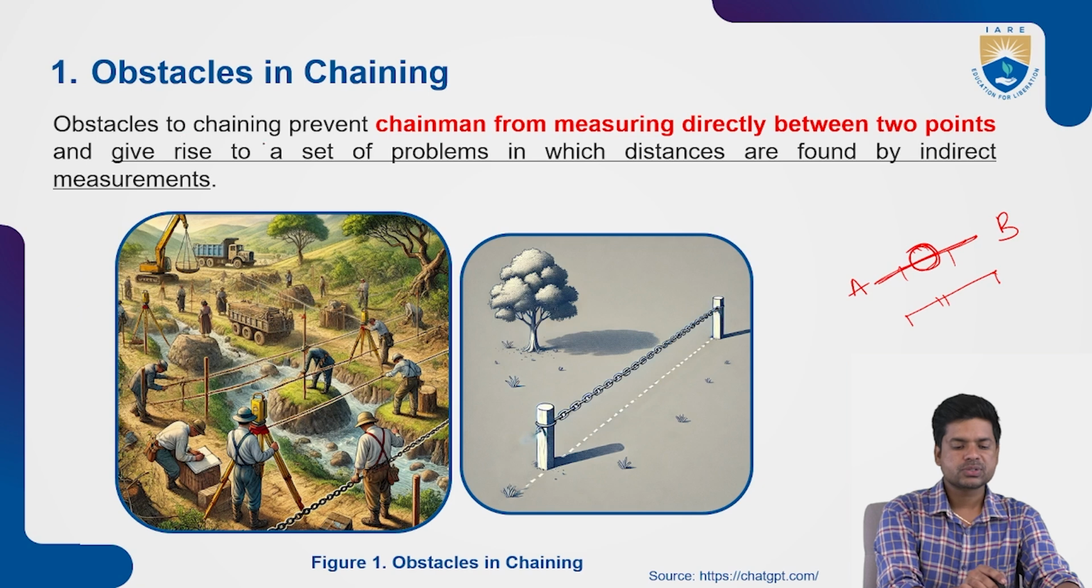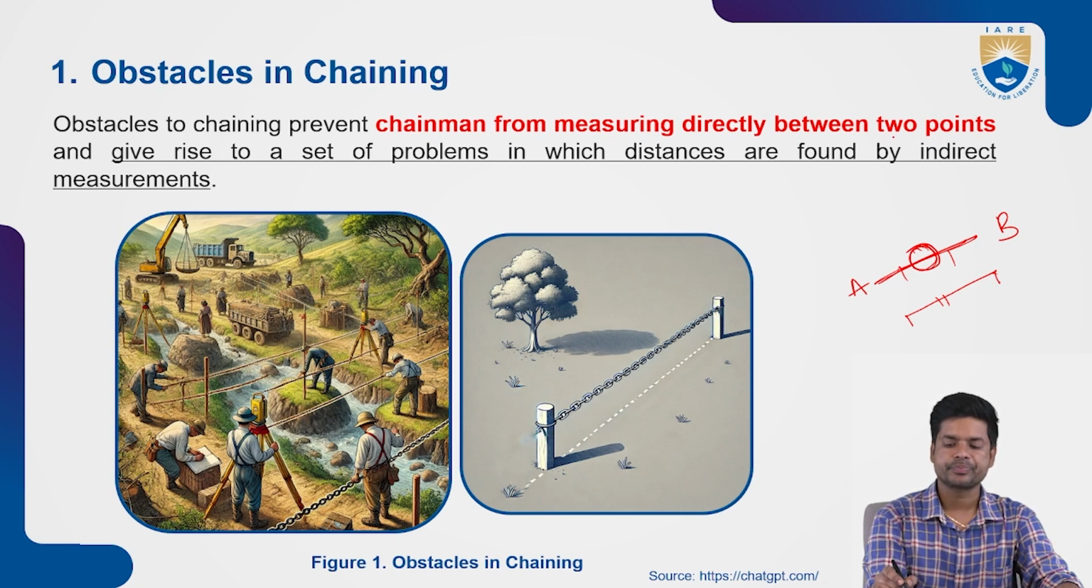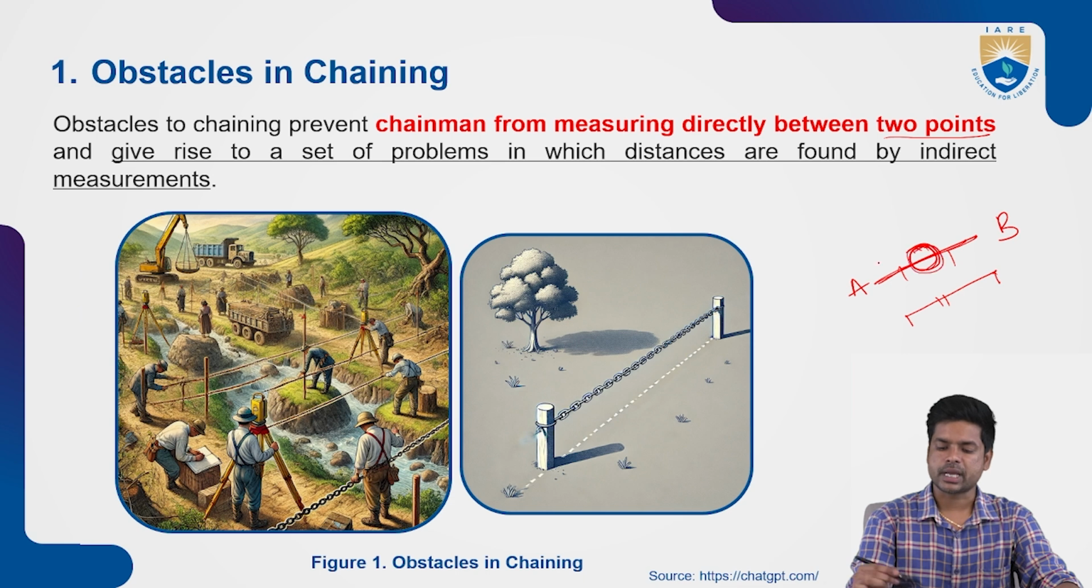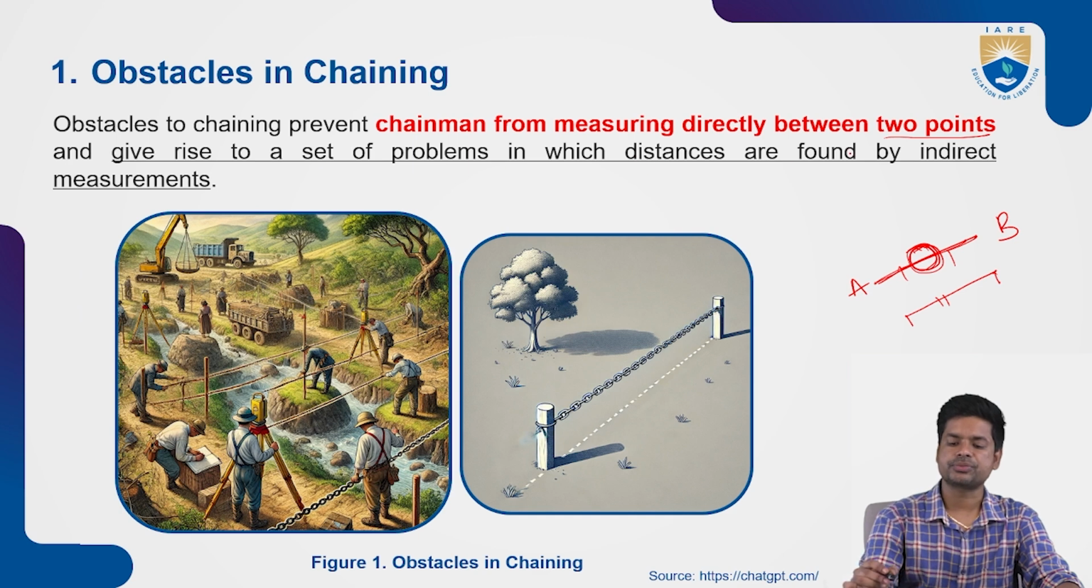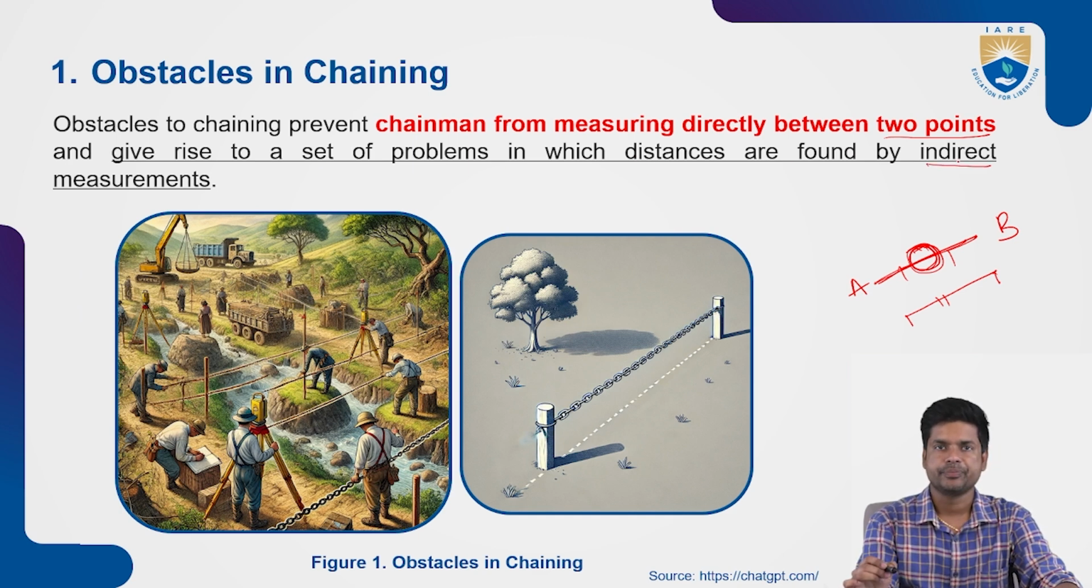Obstacles to chaining prevent the chainman from measuring directly between the 2 points. This obstacle prevents the chainman from measuring the distance from point A to point B. We cannot measure the distance, and this gives rise to a set of problems in which distances are found by indirect methods. It creates problems while measuring the distances, so we follow some indirect methods.